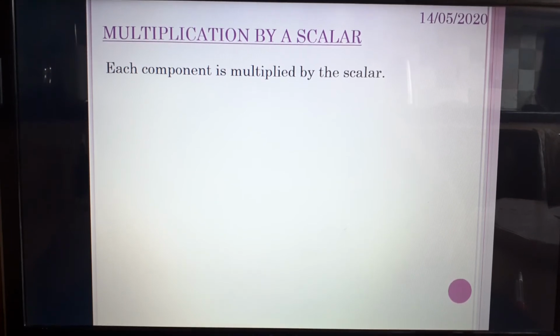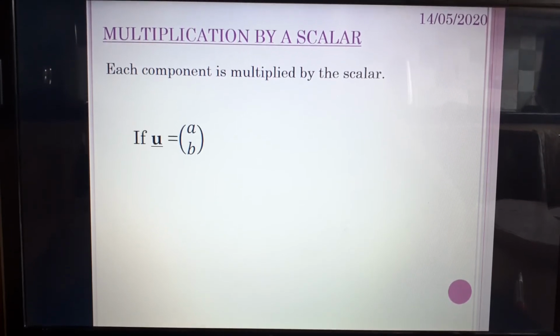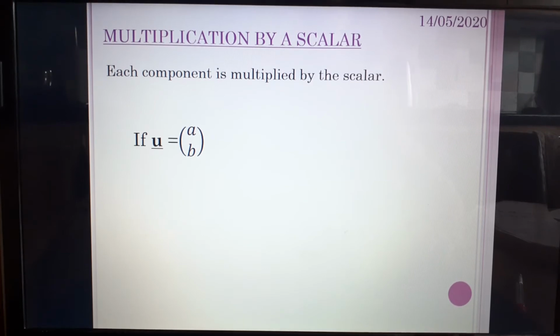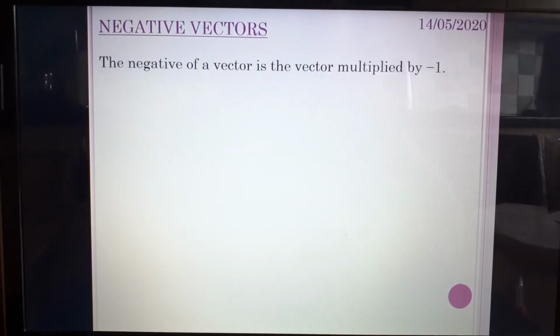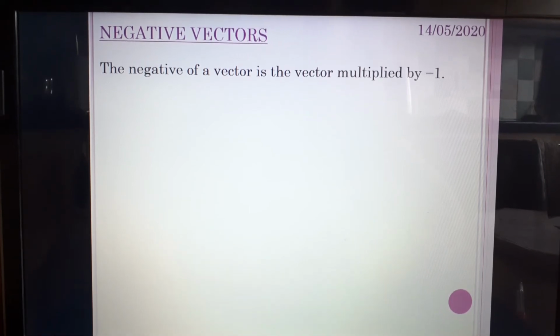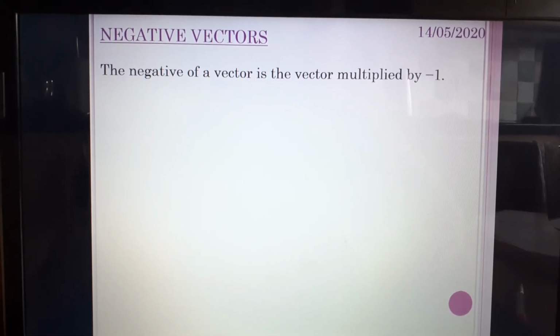Each component is multiplied by that scalar. That scalar is just a number. So u being equal to ab, ku would be equal to ka and kb. A negative of a vector is a vector multiplied by negative 1.